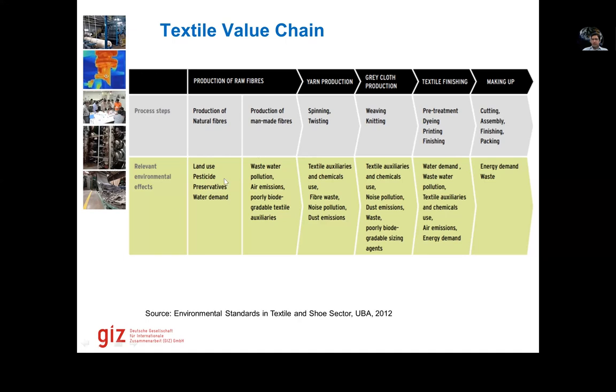The color is obviously not green, but we just tend to put this word green on all the things that we think are sustainable. And then making up, or the garment making process, where we have cutting, assembly, finishing. In the finishing area, we might have high water demand if we have denim finishing, for example, and then we have packing. So this is a general textile value chain, but now we will discuss them one by one.